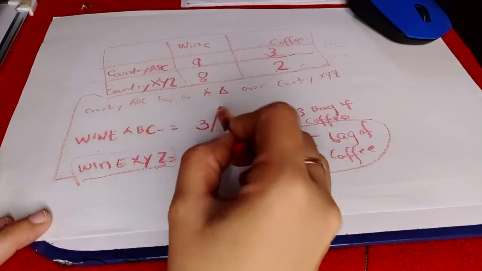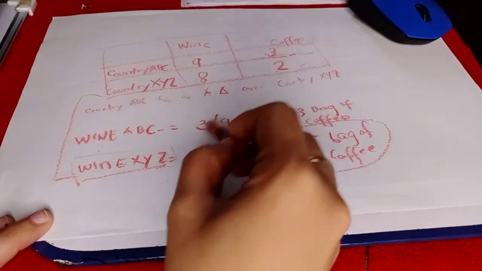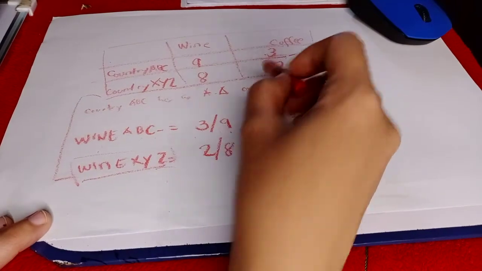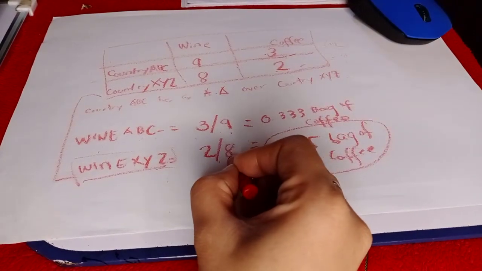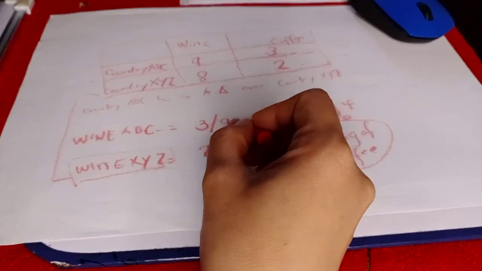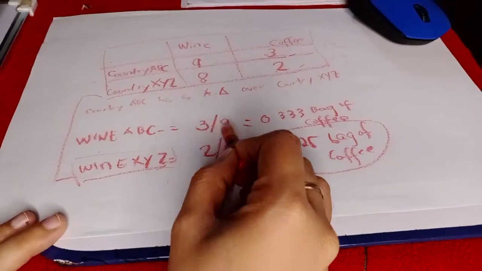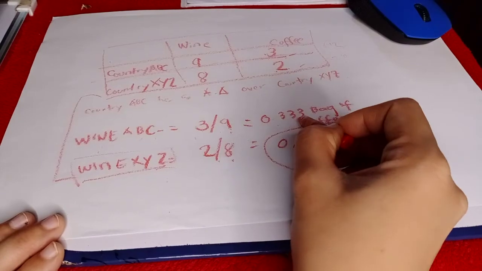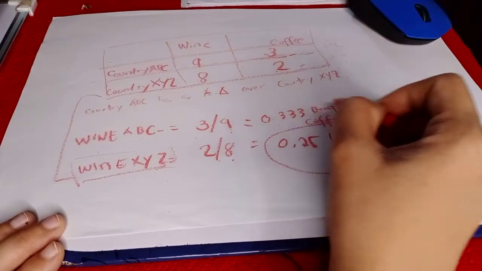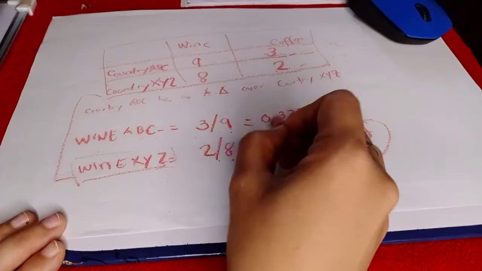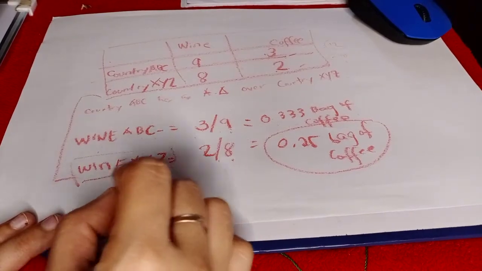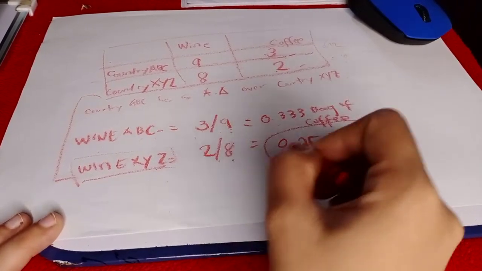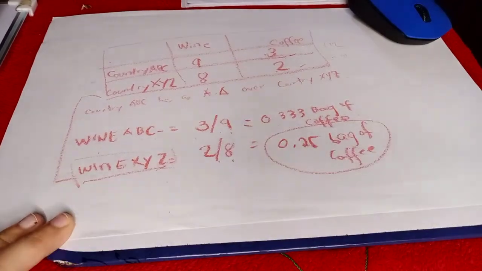So we need to look at which one produced more wine. For wine ABC, the dividend is 3, which is the coffee, and the divisor is the wine, 9. And for wine XYZ, the dividend is 2, and the divisor is the wine, which is 8. So we need to divide this. 3 divided by 9 is 0.33 bag of coffee, while in wine XYZ, 2 divided by 8 is 0.25 bag of coffee.